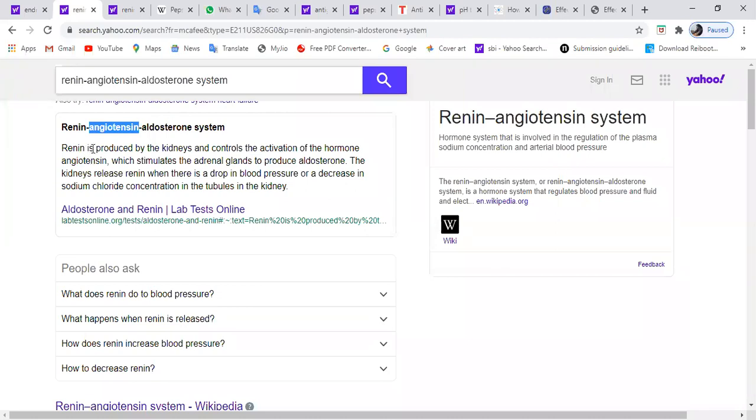Okay. So renin is produced by the kidneys, and controls the activation of the hormone angiotensin. Angiotensin is a hormone which stimulates the adrenal gland to produce another hormone that is called aldosterone. So this is an enzyme, a kind of aspartate protease which is produced in the kidneys. Then it will control the activation of this hormone angiotensin, and this in turn stimulates the adrenal glands. These glands are present over the kidneys. So the adrenal gland produces aldosterone.